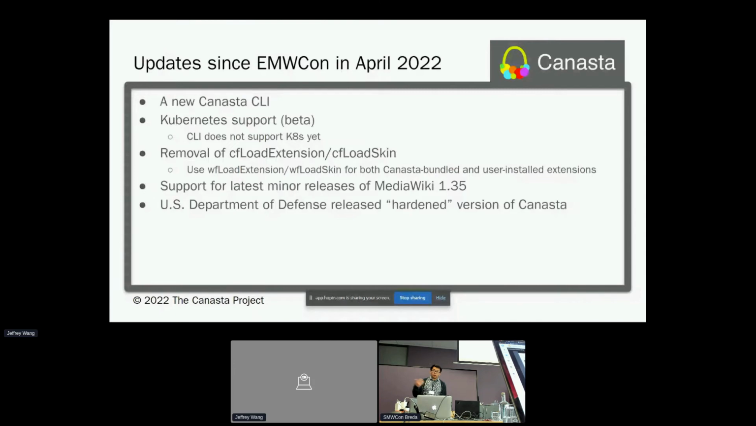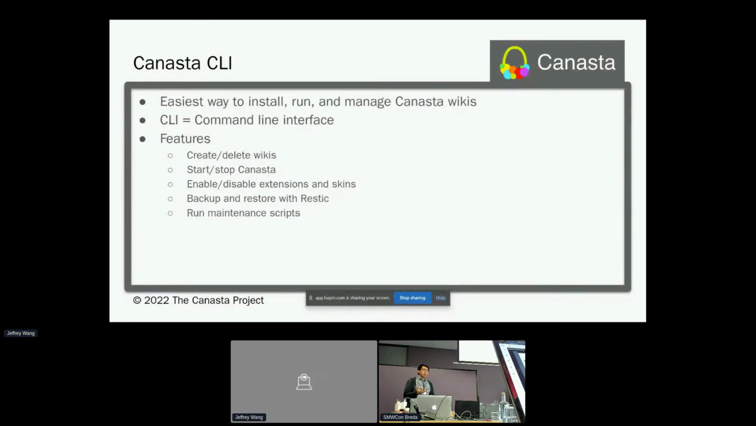And finally, as I talked about, the US Department of Defense has released a hardened version of Canasta, and you'll be able to use that image instead of the regular image if you'd like. We have instructions for that on the Canasta website, which is canasta.wiki. And a little bit more information about that hardened image: it might be several minor versions behind. So if you want the latest and greatest, then it's best to use Canasta. But if you absolutely need something secure and you trust in the United States Department of Defense, which may be a hard sell for Europeans, then you can use that.